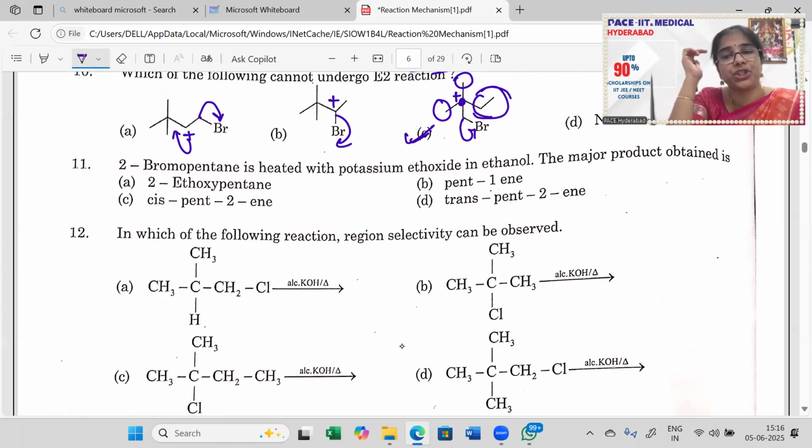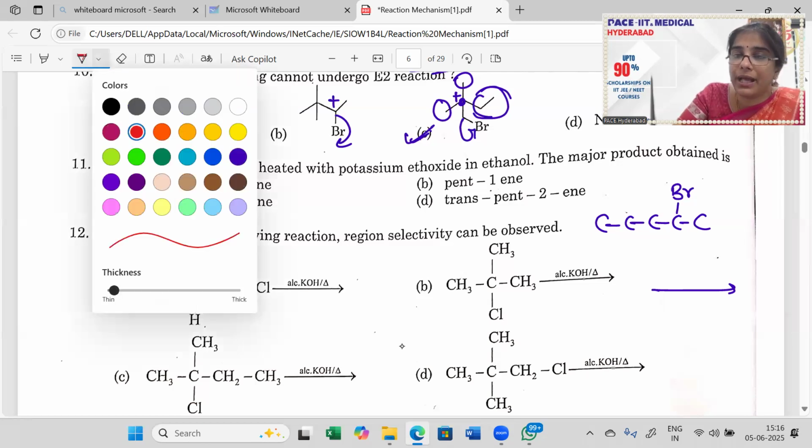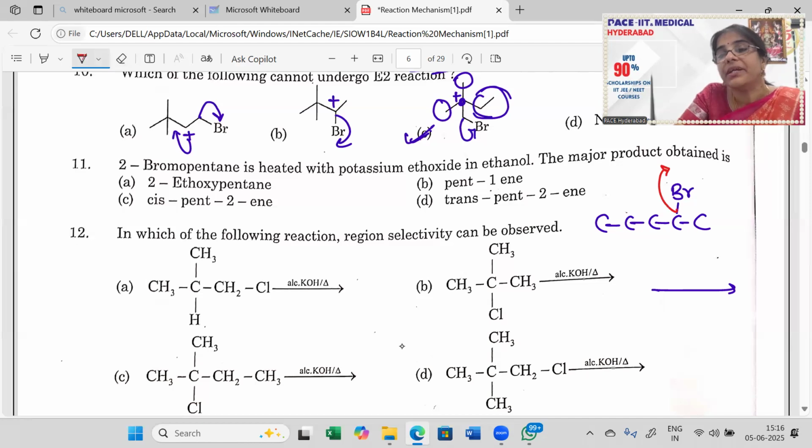2-bromopentane is heated with potassium ethoxide in ethanol. 2-bromopentane: 1, 2, 3, 4, 5. 2-bromo, with bromo on the second position, is heated with potassium ethoxide. And then what happens? Electrons will be moving out. Ethoxide is nothing but an alcoholic group from which hydrogen has left. From the R-OH group the hydrogen leaves and you are getting the metal there, and this is ethoxide, 2 carbons, ethoxide, potassium. Okay, potassium is kalium. This is what we get, and a positive charge has come on this.